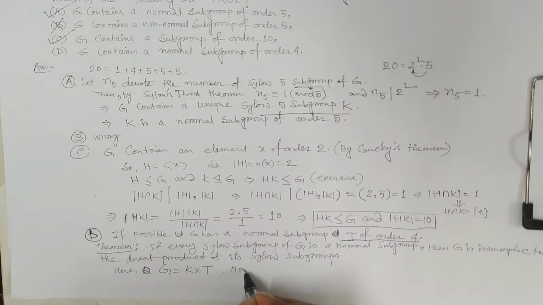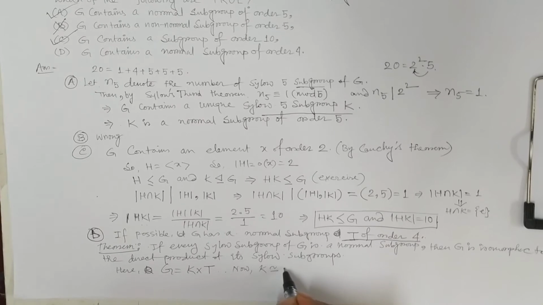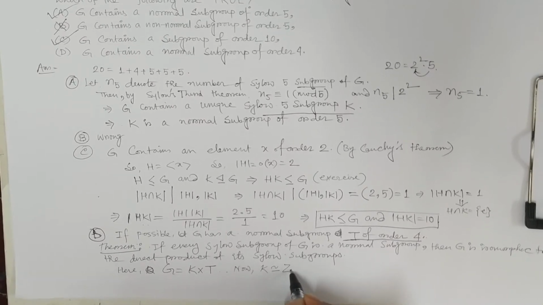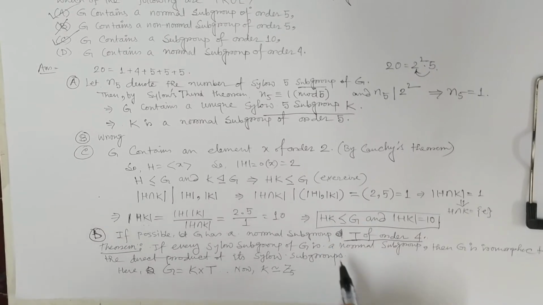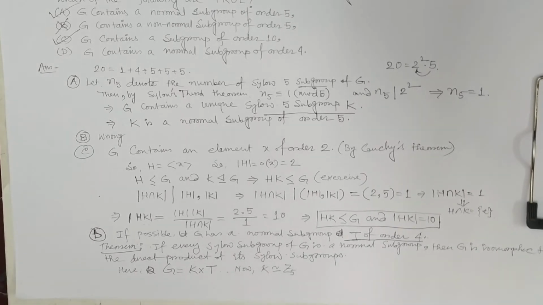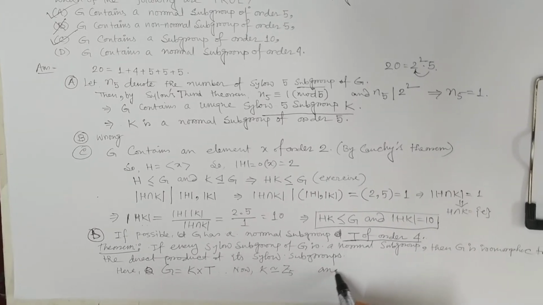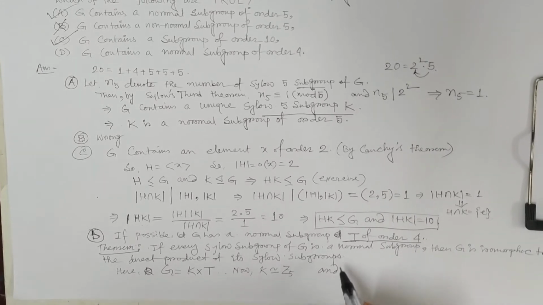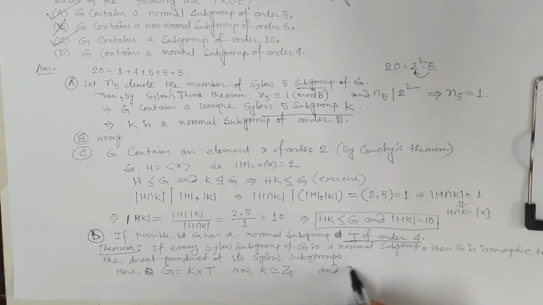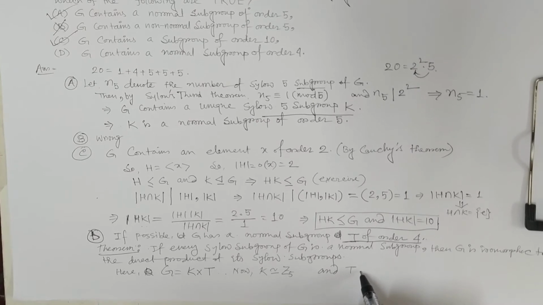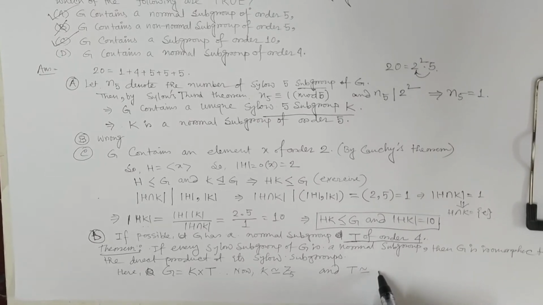Now K is isomorphic to Z5. Since K has order 5, it must be isomorphic to Z5, that is the cyclic group of order 5, and T has order 4, and we know that up to isomorphism there are only two groups of order 4.